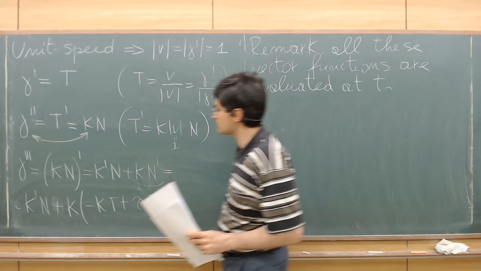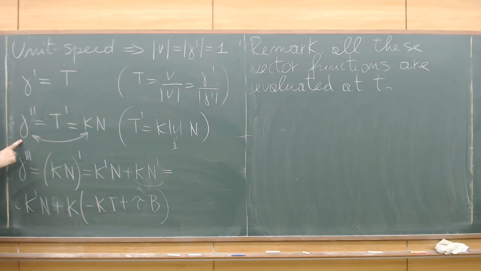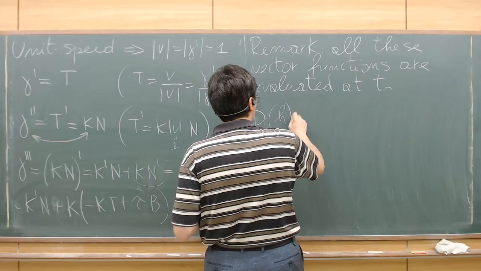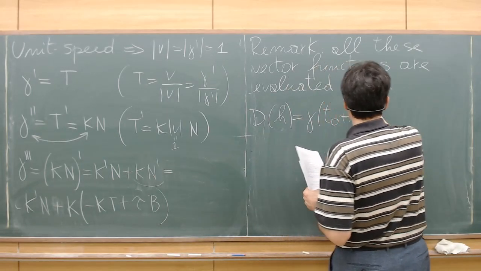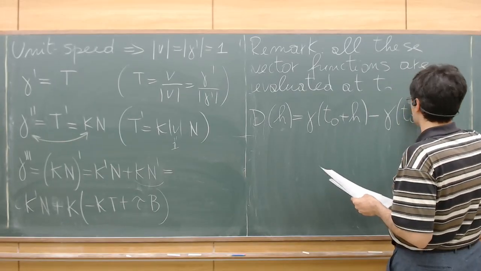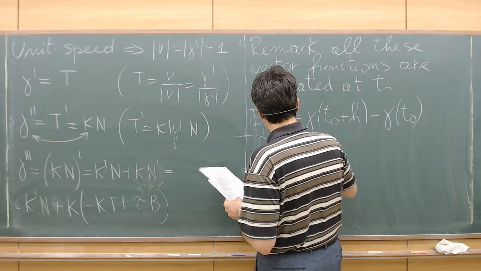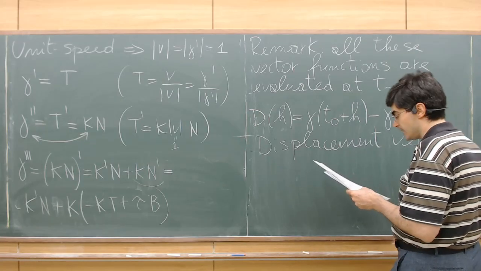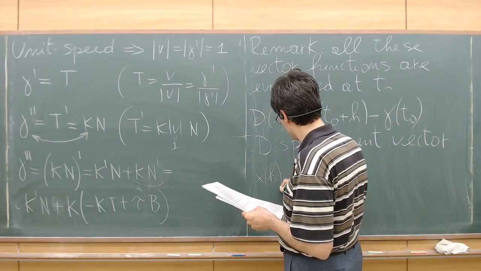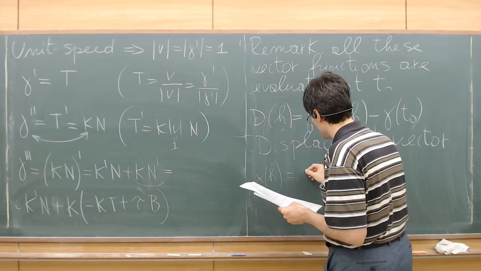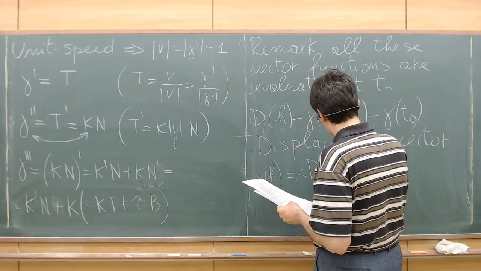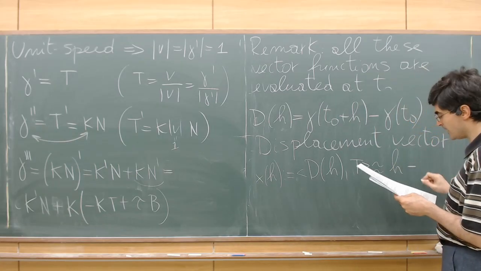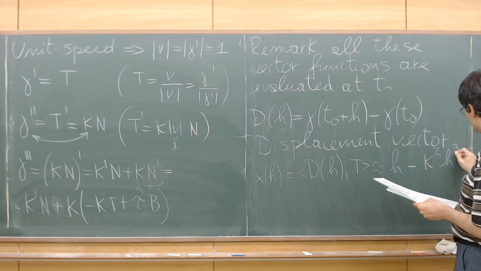So if you replace the formulas for gamma prime, gamma second, and gamma third in d of h, equal to gamma of t0 plus h minus gamma of t0, which is what we call the displacement vector, you will find that the function x of h, defined to be the inner product of d of h with T, is approximately equal to h minus k squared times h cubed over 6.